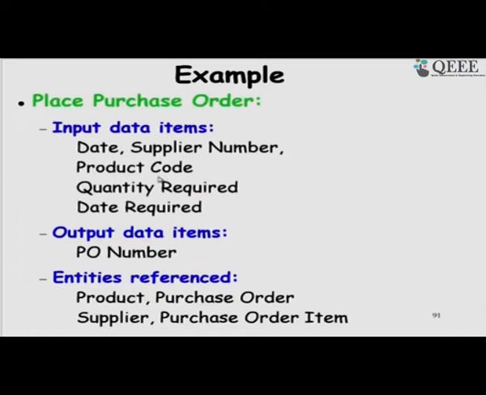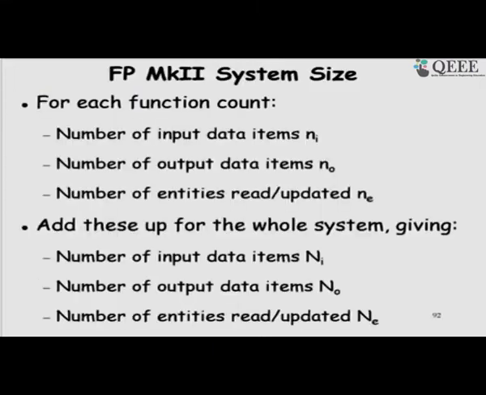So, this is just an example of how we go about computing the function point mark 2. We looked at the purchase order placement and found the input data: date, supplier name, product code, quantity required, date required. The output data item is the purchase order number, and the entities referred to are the internal files: product, purchase order, supply, purchase order item. Based on that we can compute NI, NO and NE and quickly get the result.